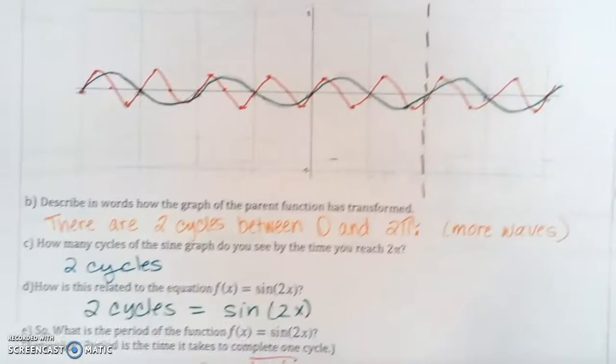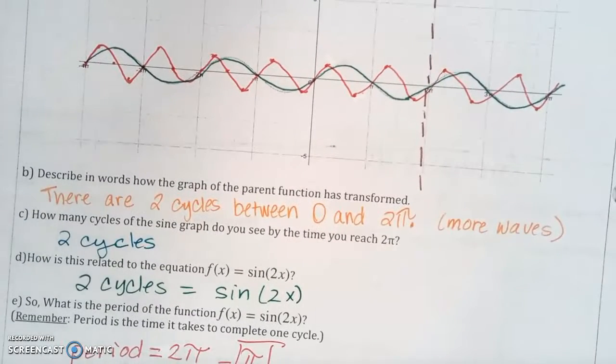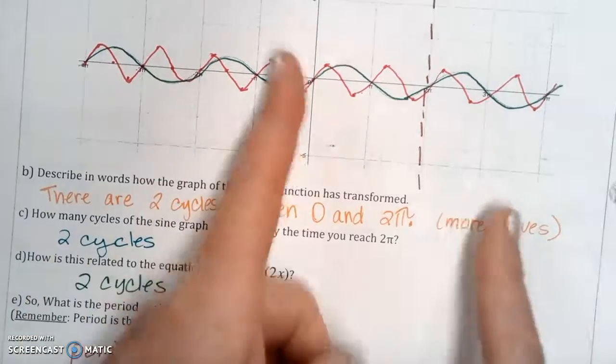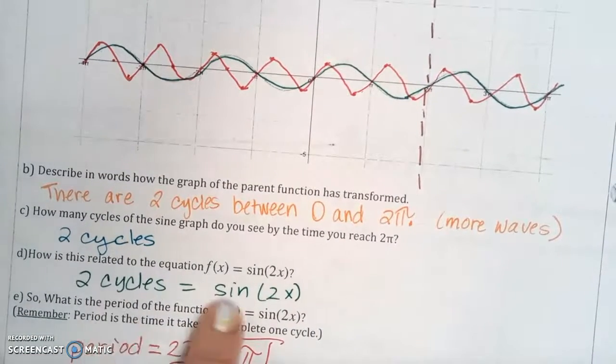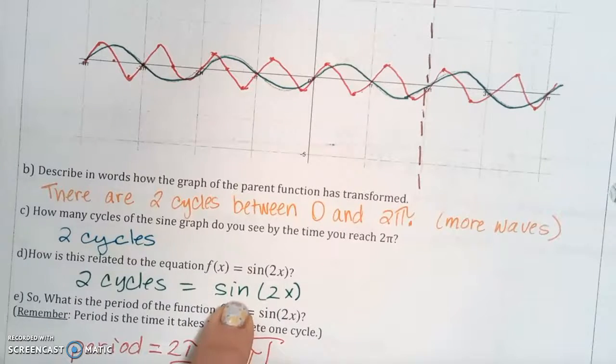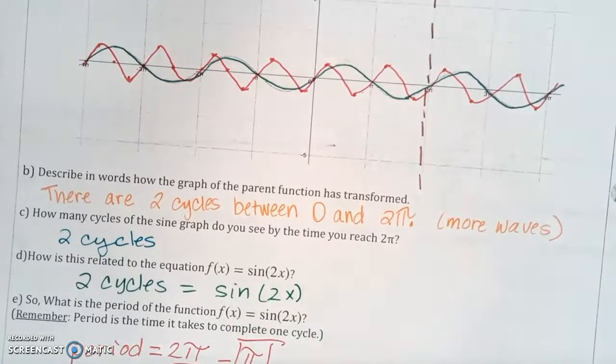Part B says to describe in words how the graph of the parent function has transformed. So there are 2 cycles between 0 and 2 pi. So just more waves than normal squeezed in there. Part C, how many cycles of the sine graph do you see by the time you reach 2 pi? Hopefully you see that there are 2 cycles from here to here. Okay, and the 2 cycles is going to be sine of 2x.